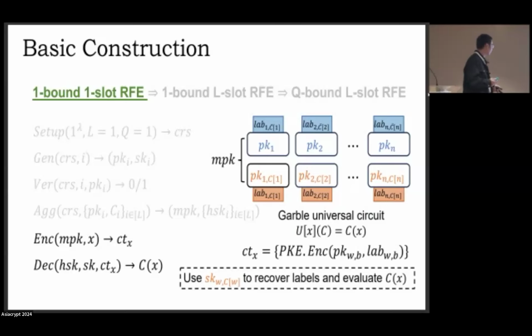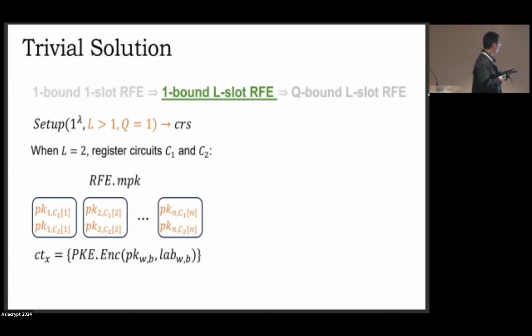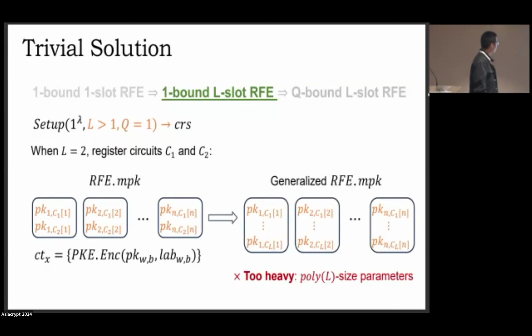It just requires PKE. A natural idea is to extend it to the multi-user setting. That means there is more than one user registering their circuits in the system. Here we consider the user number to be 2. We can still place all public keys into MPK and then form the ciphertext by encrypting each label using the public keys. But this method is too trivial. When it's generalized to the case when L is a large number, the parameters will be polynomial size in L. This is too heavy.